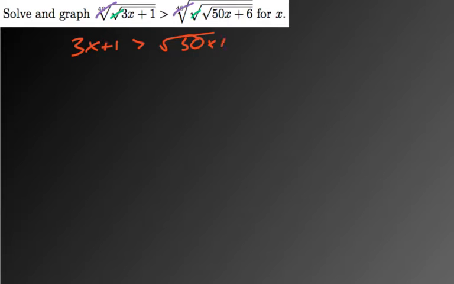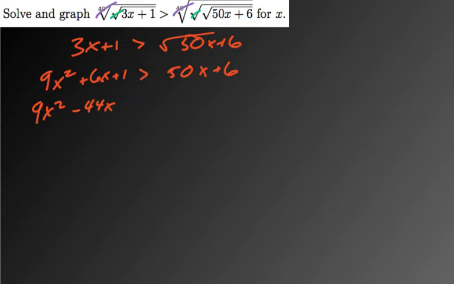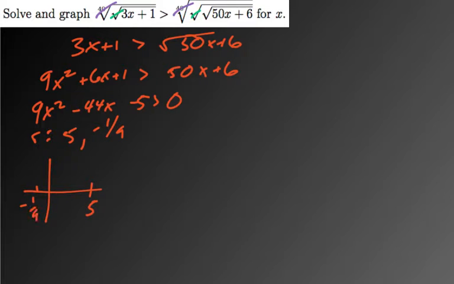Then we're going to square both sides, right, to get rid of the root on the right. We have 9x squared plus 6x plus 1 greater than 50x plus 6. If you move everything to the left, you get 9x squared minus 44x minus 5 greater than 0. If you do the quadratic formula here, you'll see that the roots are 5 and negative a ninth, right? I've done a lot of these this year, but it's always good to graph them again.